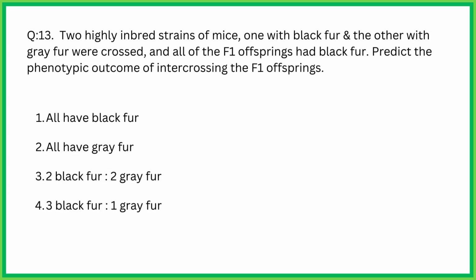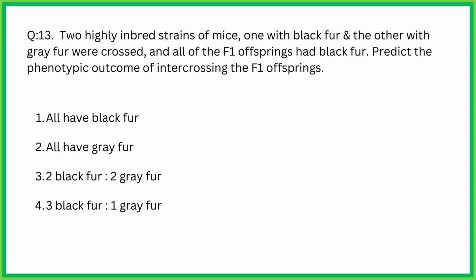Question number 13. Two highly inbred strains of mice, one with black fur and the other with grey fur, were crossed, and all of the F1 offspring had black fur. Predict the phenotypic outcome of intercrossing the F1 offspring. Option 1, all have black fur. Option 2, all have grey fur. Option 3, 2 black fur and 2 grey fur. Option 4, 3 black fur and 1 grey fur.